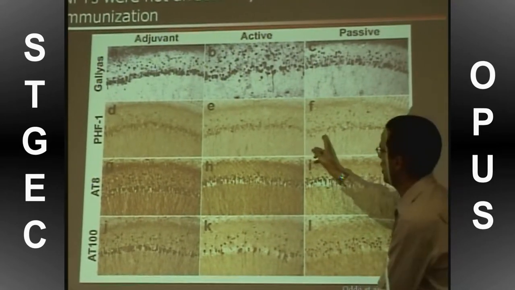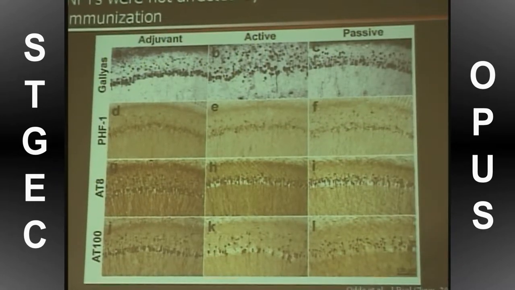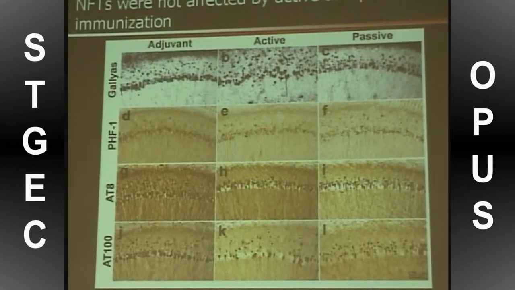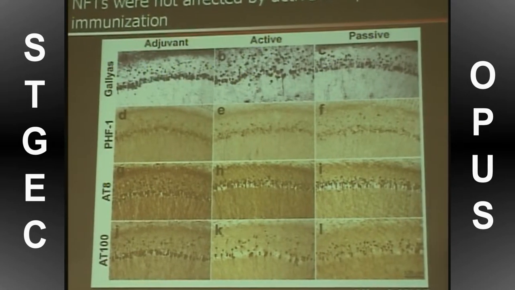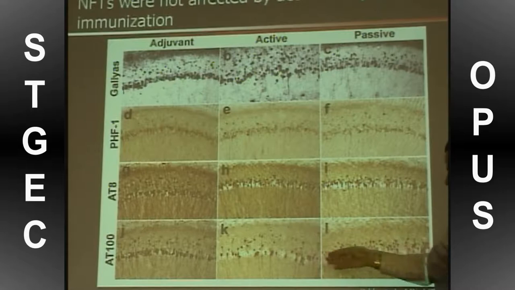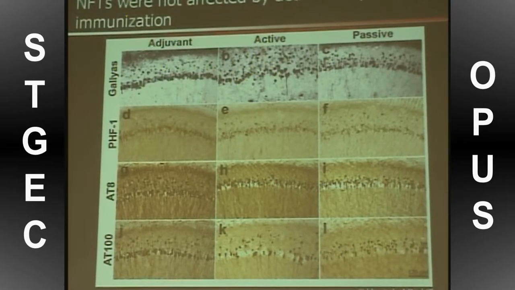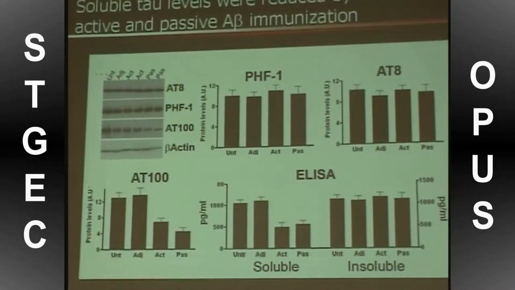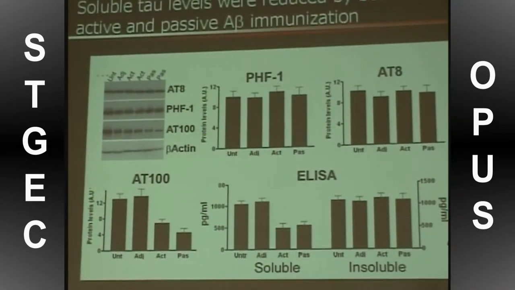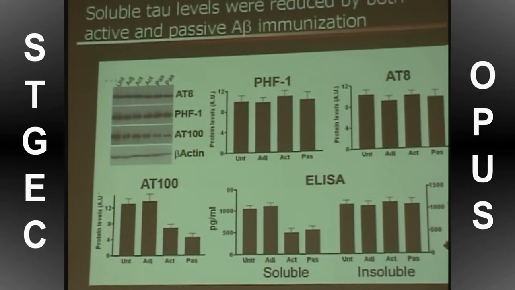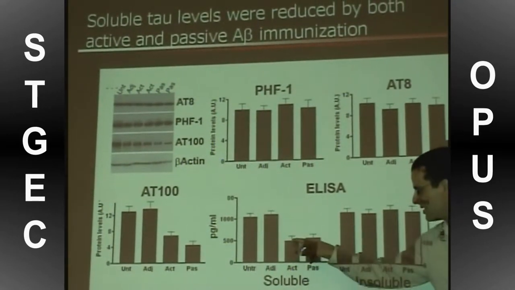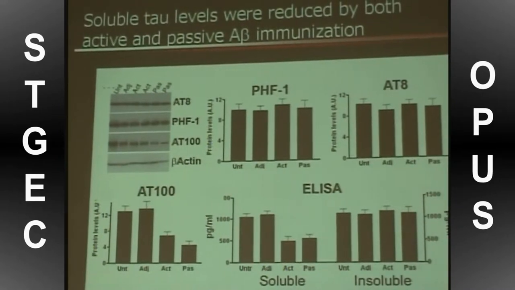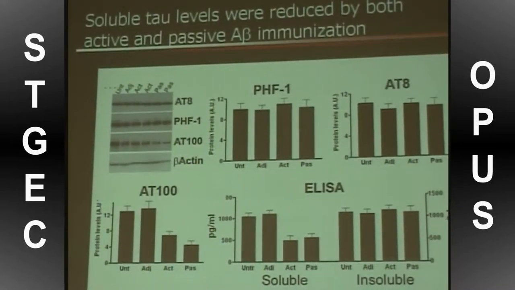So there are no changes, for example, in neurofibrillary tangles. Again, from this, we can conclude that there is a dissociation between neurofibrillary tangles and the improvement in cognition. However, it seems that the earlier forms of tau may correlate. So to better understand that, we did some biochemistry, and we just focus here on the ELISA. We directly measure tau, and as for A-beta, there is a significant decrease in soluble tau levels in the active and passive immunized mice. So at this point, we have a decrease in soluble A-beta 42 and a decrease in soluble tau that both correlate with the improvement in cognition.